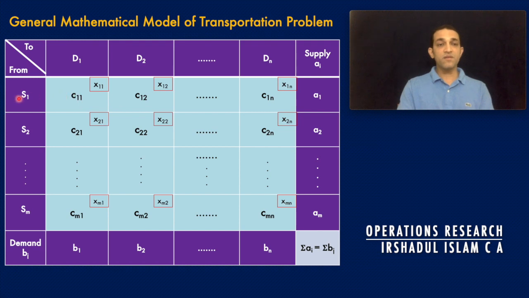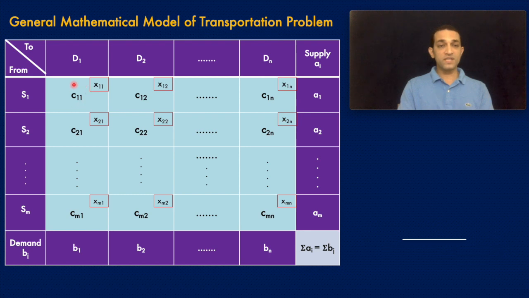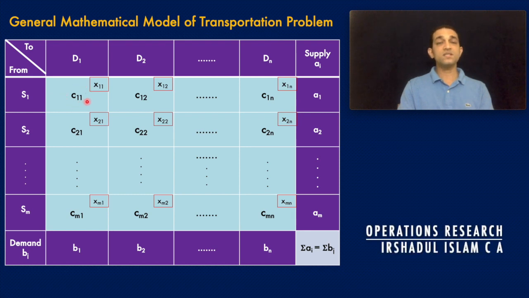For example, from source 1, first source to first destination, the cost of transporting a single product is C11. And suppose we are going to transport a particular number. For the time being we will name it as the decision variable like x11. x11 units we will transport from S1 to D1. Then the total transportation cost for this route will be C11 into x11. Like this we will represent the entire transportation problem.